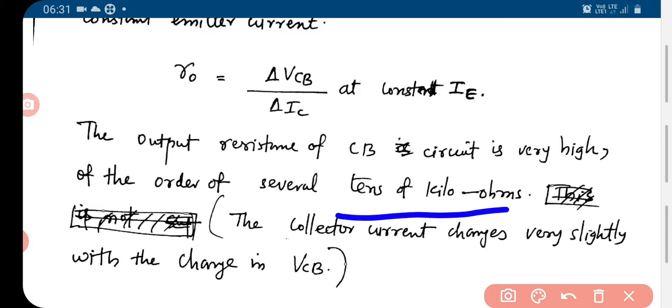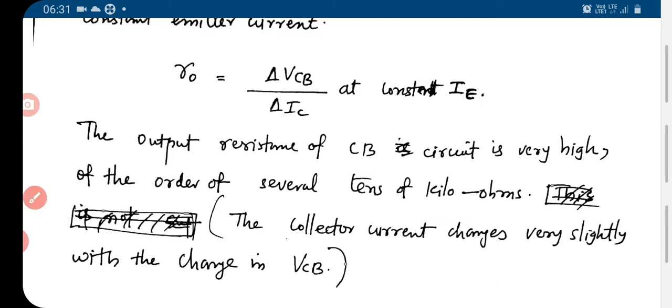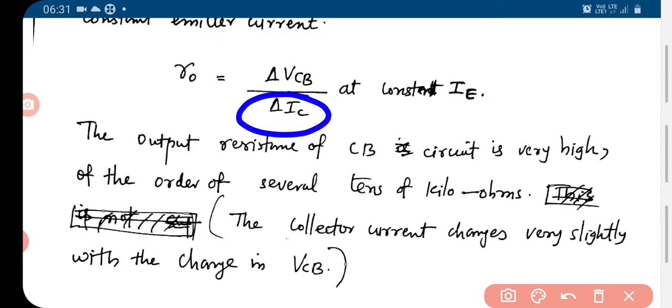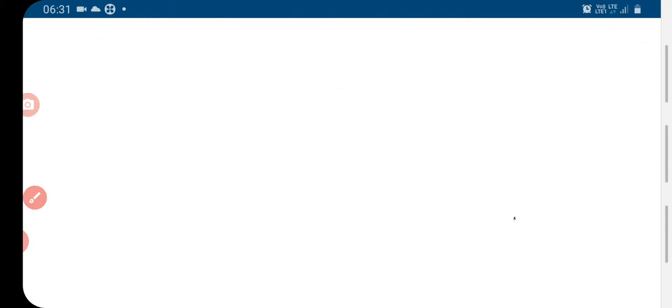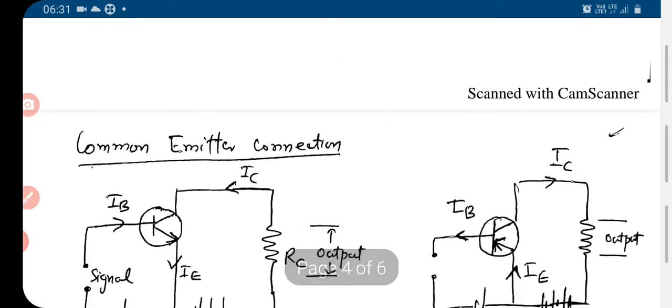Sorry, the change in collector current, the output current, is very, very small. So the output resistance is very large. It's of the order of several tens of kilo ohms. So that's about the common base connection.